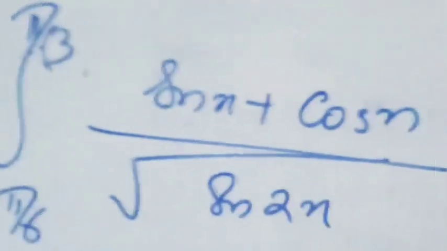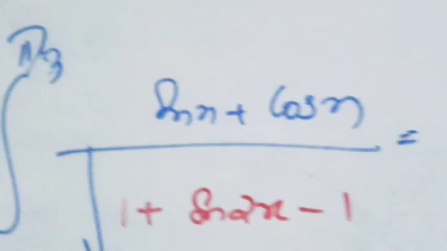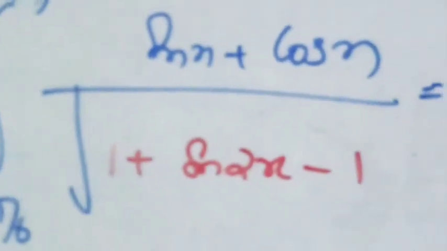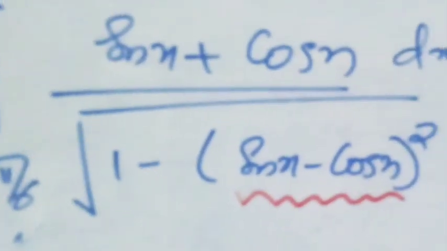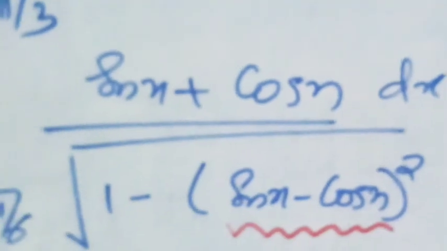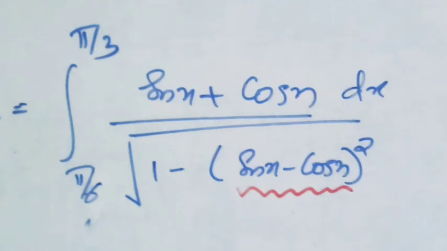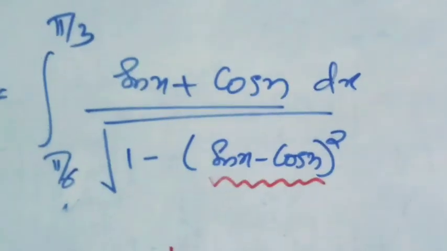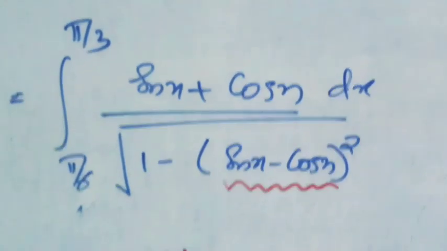Okay. And the second question, similar to that one, integral pi by 6 to pi by 3 of sin x plus cos x by root of sin 2x. Here also this root of sin 2x can be written as 1 plus sin 2x minus 1, and it can be written as 1 minus sin x minus cos x the whole square, because the numerator is sin x plus cos x. Okay. And apply the limit for u equal to sin x minus cos x, substitute it and change the limit.